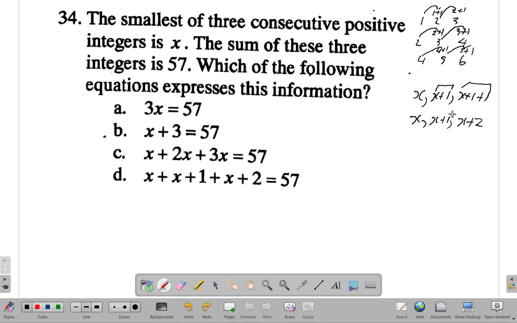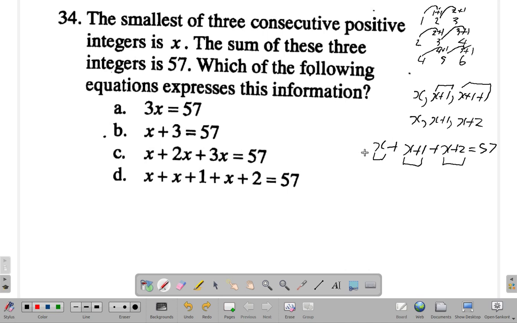Now, it says the sum of these is 57. So you have x plus x plus 1 plus x plus 2, giving you 57. Alright? So that's what you have. x, the first one, plus x plus 1, the second one, plus x plus 2, the third one, give you 57. Let's see which one of these match up with it.